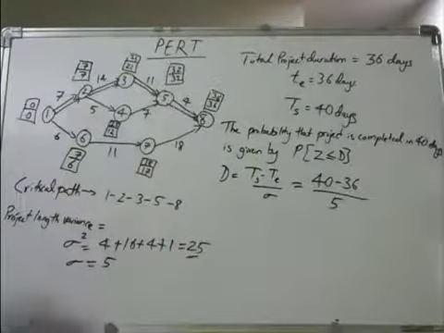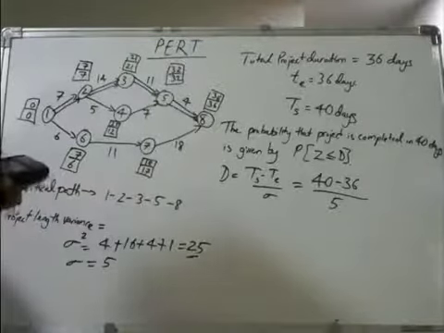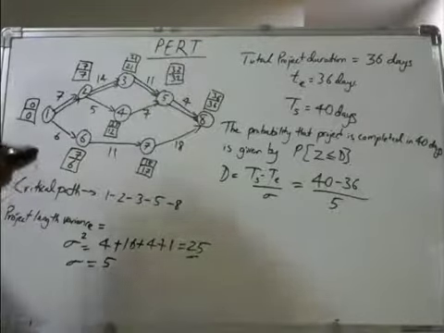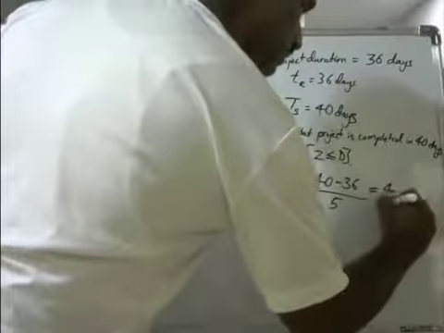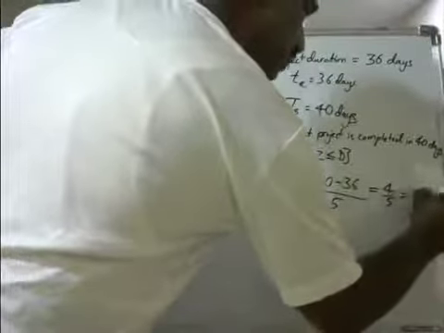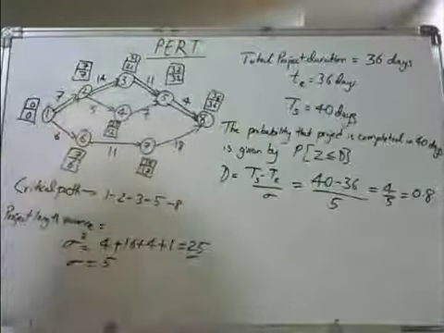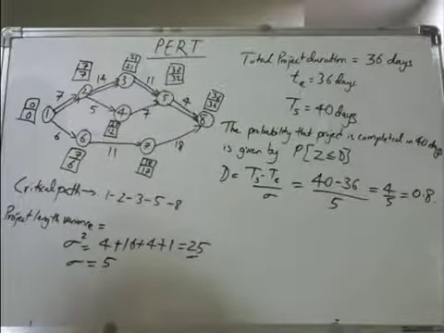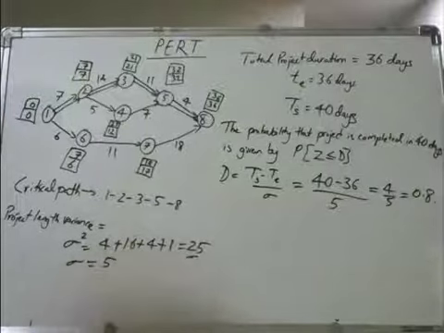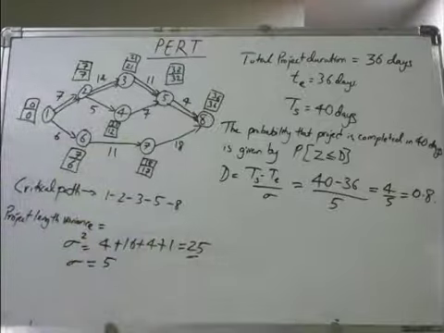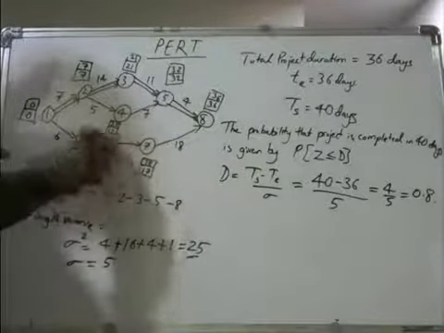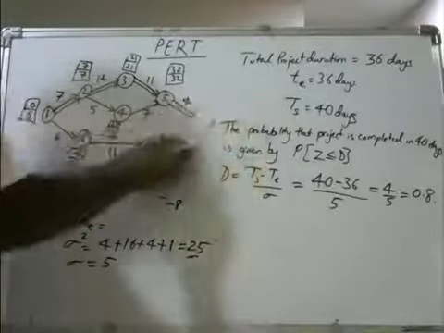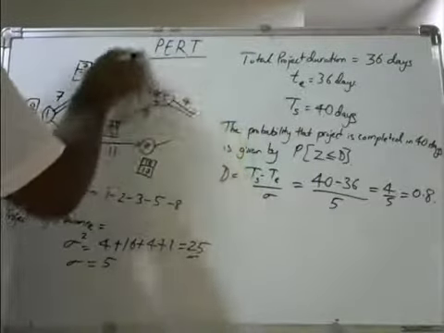So once you calculate this, it is 4 divided by 5, which is equal to 0.8. Once you get this, you need to see the normal distribution table. I don't need the graph or the network path anymore, so I'm going to take this off.